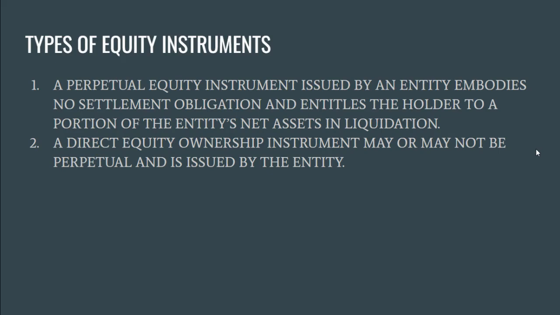Now we move on to the types of equity instruments. Type number 1 is a perpetual equity instrument, which is issued by an entity embodying no payment obligation and entitles the holder to a portion of the entity's net assets in liquidation. While a direct equity ownership instrument may or may not be perpetual and is issued by the entity.